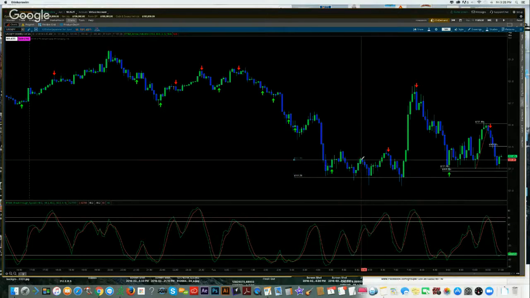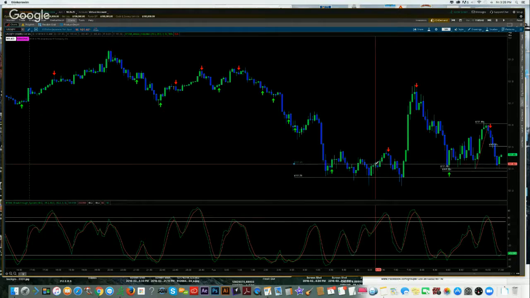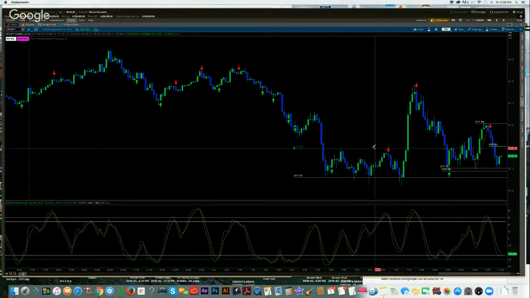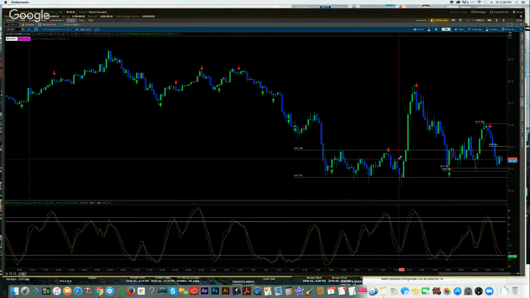So 5, 10, 15, look how deep that is. Came down, 5, 10, 15, look how deep that is. Came down, 5, 10, 15, look how deep that is. See that? This would have been your resistance for a while, until it broke up here.